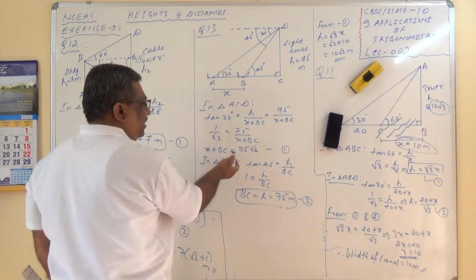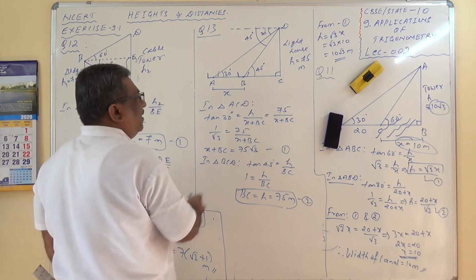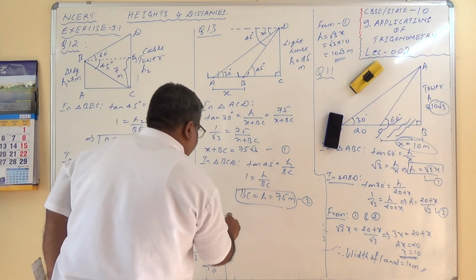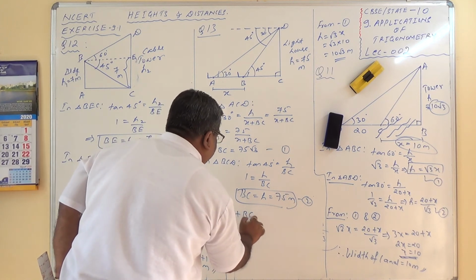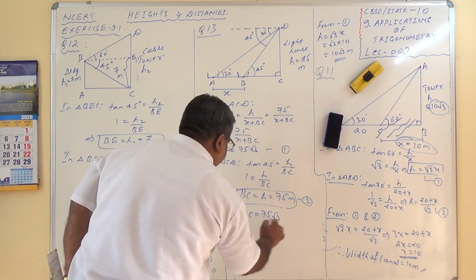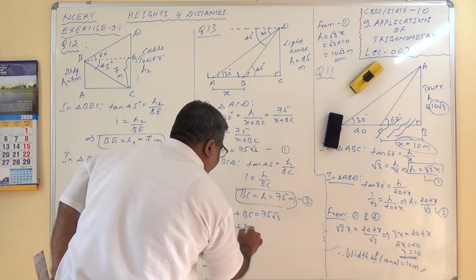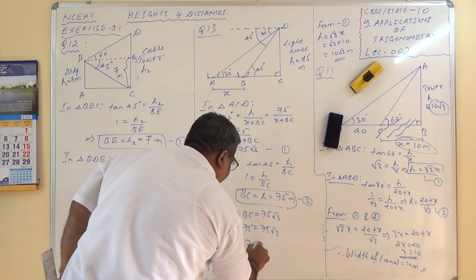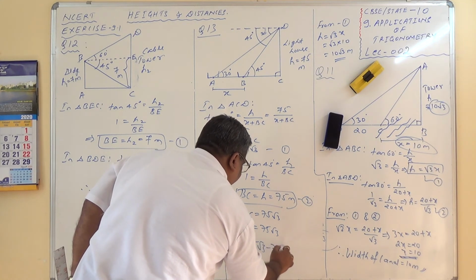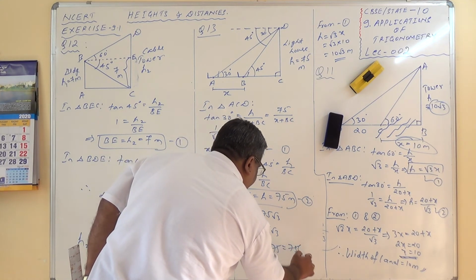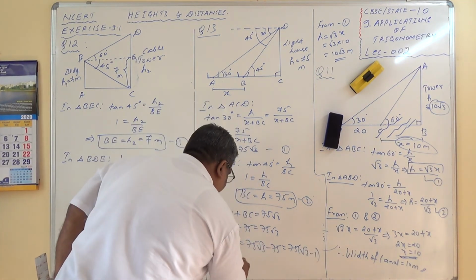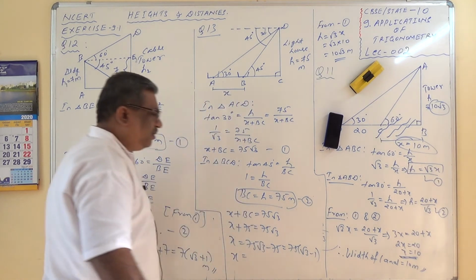So X plus BC equals 75 root 3. So X you can find out, the distance between the two ships. Now substituting BC in 1, I get X plus BC equals 75 root 3. Therefore X plus 75 equals 75 root 3, and X equals 75 root 3 minus 75, which equals 75 into bracket root 3 minus 1. This should be the answer. The distance between the two ships is 75 into root 3 minus 1.